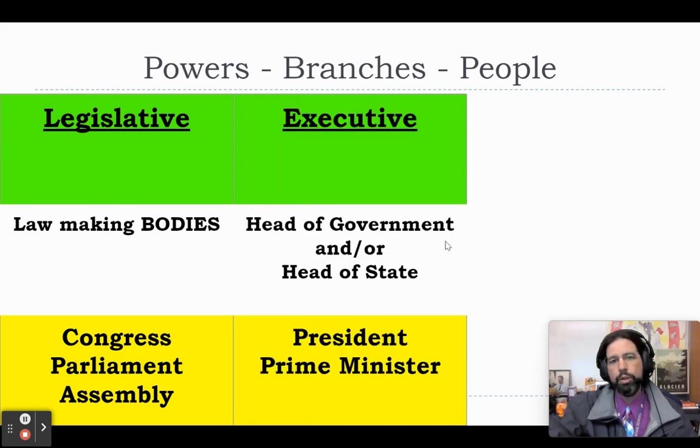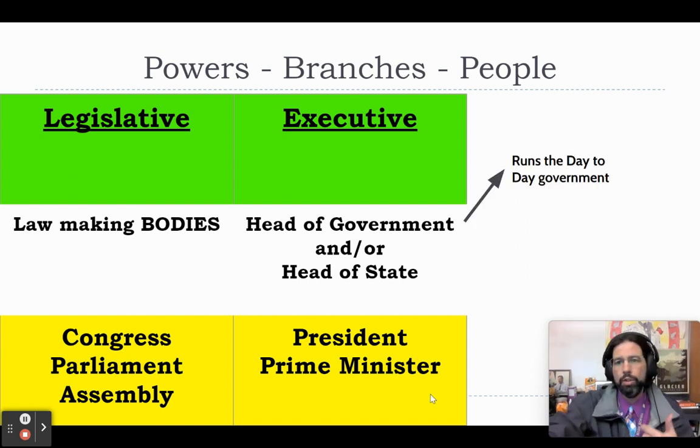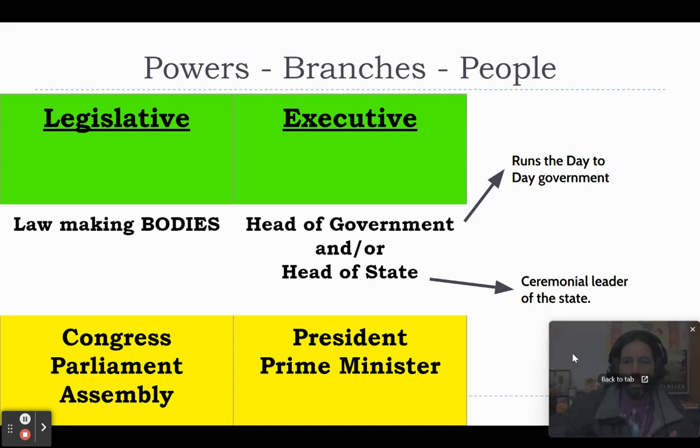On your executive branch, you're going to have a president or a prime minister. They're going to be head of government and/or the head of state. Often in a presidential style system, the president is actually going to be both. And then when you have a parliamentary style government, sometimes it's going to be independent. Just to let you know, remember, the head of government actually runs the government's day to day operations, and the head of state is the ceremonial leader of the state.